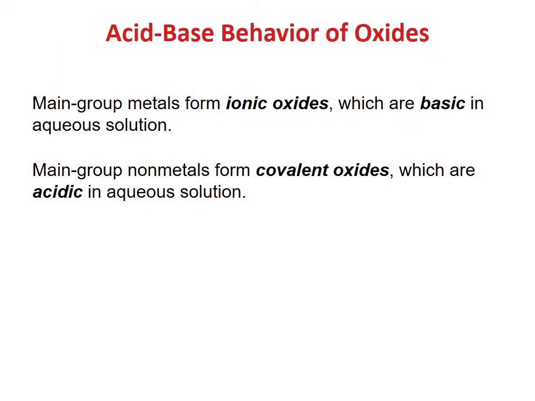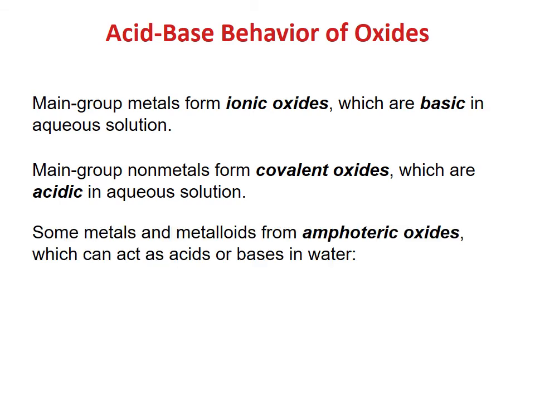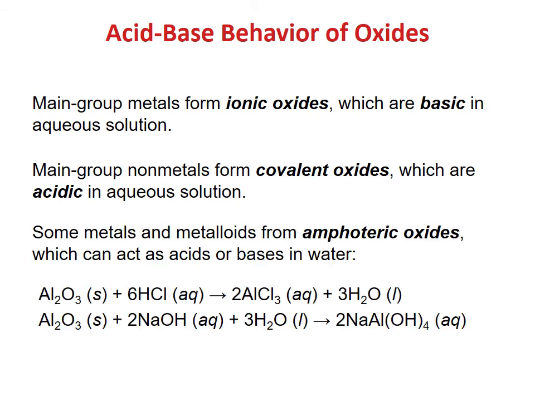We just showed that main group metals form ionic oxides which are basic in aqueous solution, and main group nonmetals form covalent oxides which are acidic in aqueous solution. Some metals and metalloids form amphoteric oxides, which can act as both acid and base in aqueous solution. So aluminum oxide can react with acid. Aluminum oxide can also react with base.